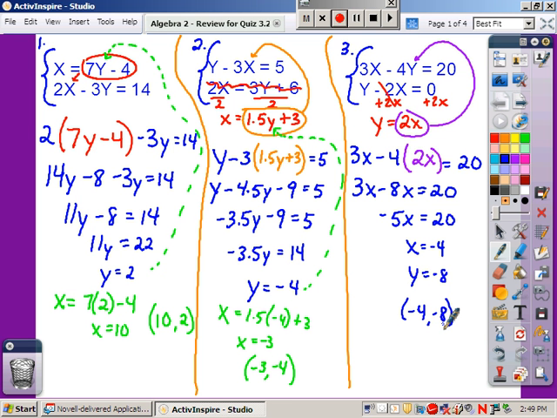Those three are all substitution problems where you're sticking one equation into another. As you can see, all the work is done in getting the first variable, and then the second variable comes pretty quickly. In the case of number 3, we didn't have to write it out. It was so easy.